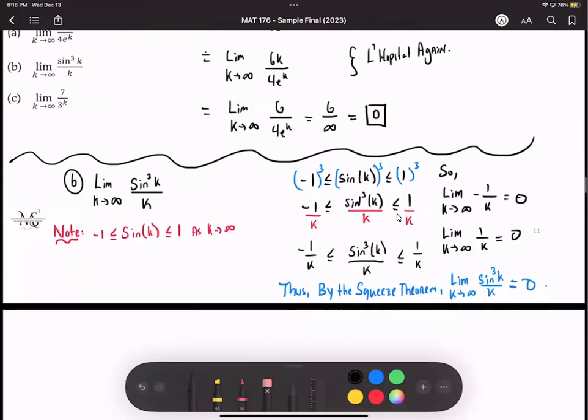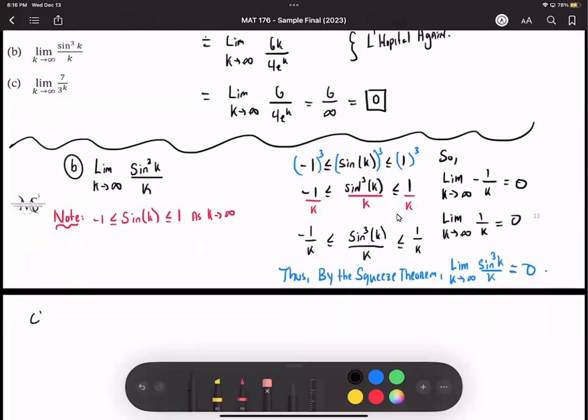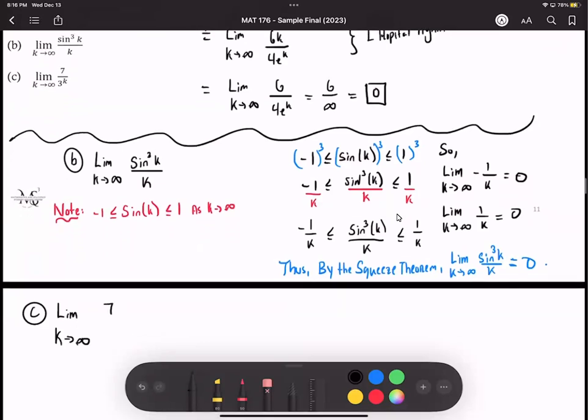For part C, I'm going to write it out. We have the limit as k approaches infinity of 7 over 3 to the k. Does anybody know what method I'm going to use for part C? It's a geometric series. That's right. So we're going to mimic it to look like a geometric series. First, you can always pull your constant multiple out. You can pull the 7 out. So we get 7 times the limit as k approaches infinity of 1 over 3 to the k.